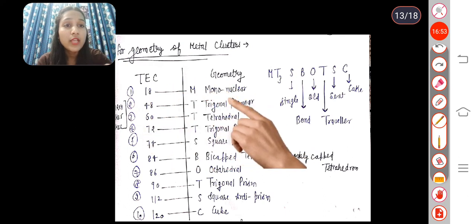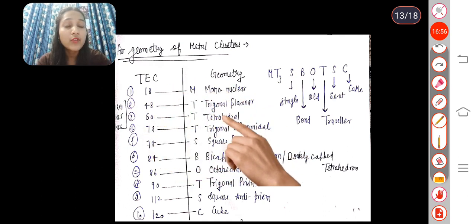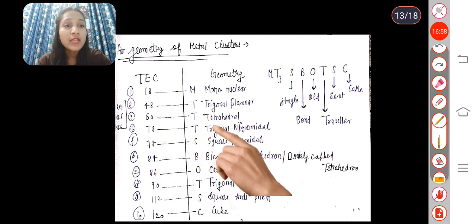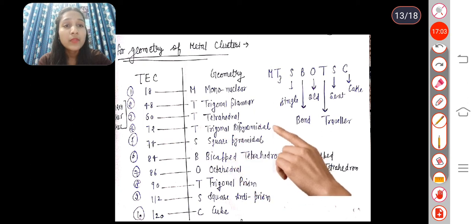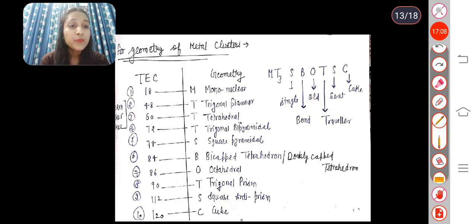For 18 electron we have mononuclear. For 48 we have trigonal planar. For 60 we have tetrahedral. For 72 we have trigonal bipyramidal. For 74 square pyramidal. For 84 bicapped tetrahedron, or you can say doubly capped tetrahedron. For 86 it is octahedral. For 90 trigonal prism. For 112 square antiprism. For 120 cube. For this you also have a trick, MT3SB, single bond all traveler sent cake. So you can learn in any way.